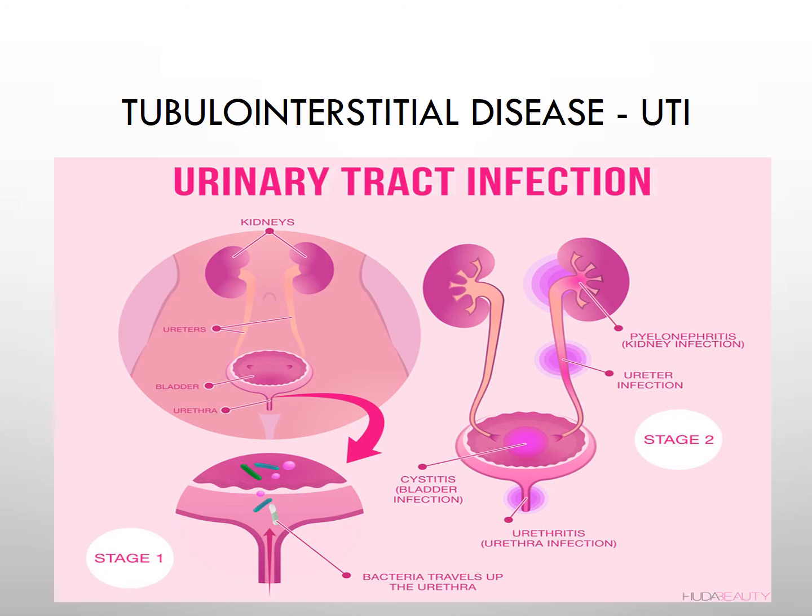Now with routine urinalysis, you can see leukocyturia and bacteria in the absence of pathological casts. This differentiates a lower UTI from an upper urinary tract infection, where casts are present.